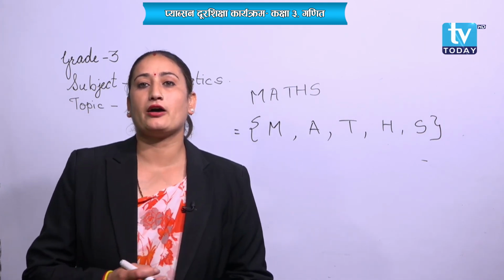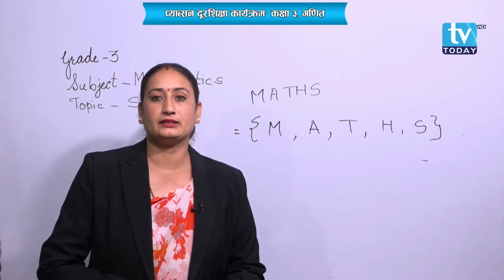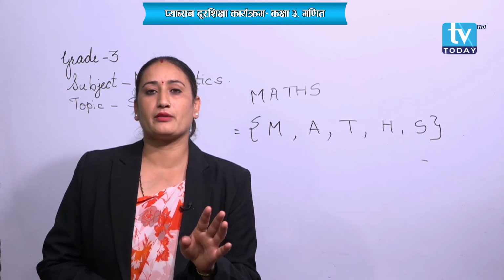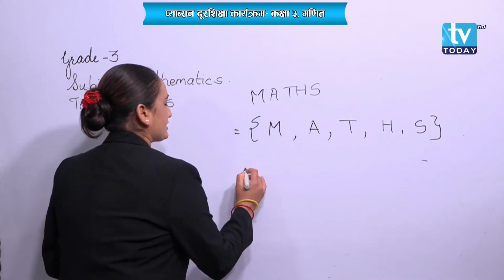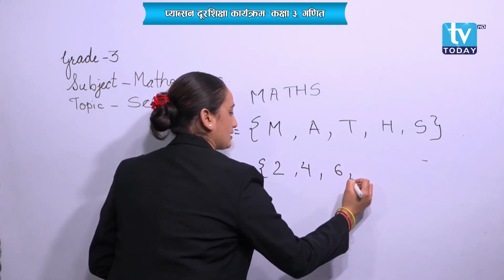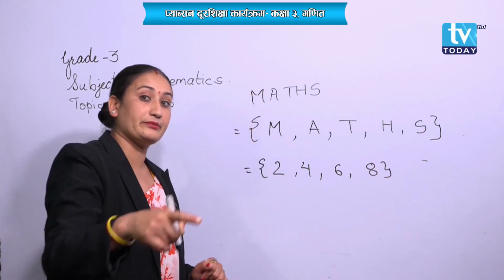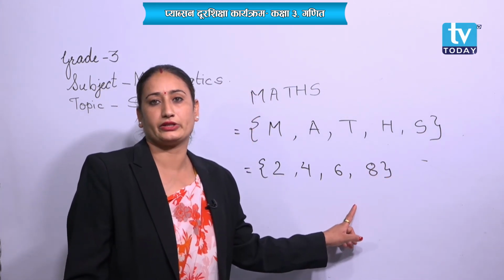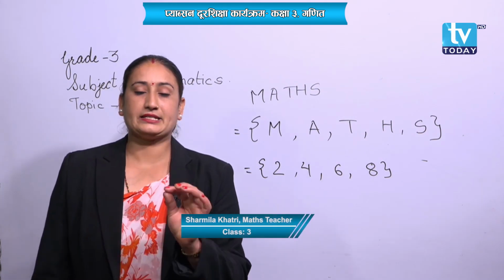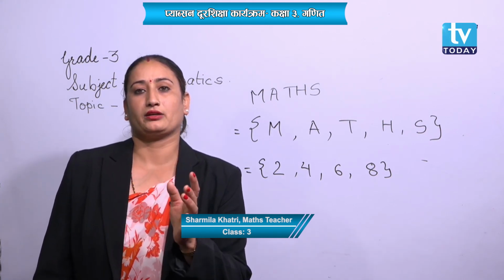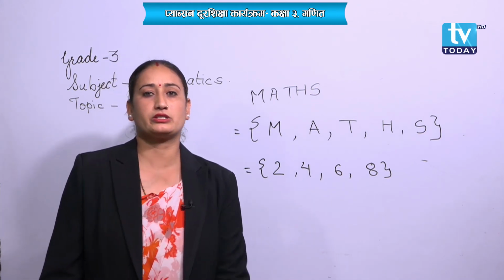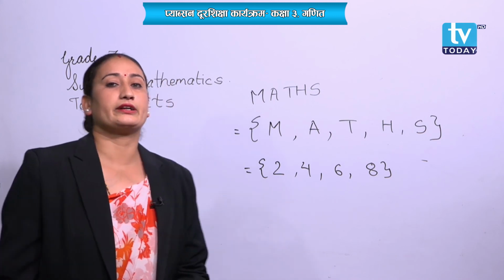The set of even numbers less than 10. Can you write it? The set of even numbers less than 10. Please write it out. List it out. 2, 4, 6, 8. Less than 10 means up to 8 you have to write over here. Okay. Now, next one. The set of days of a week. Or you can write the set of 3 days of a week. Any one which you like the most.